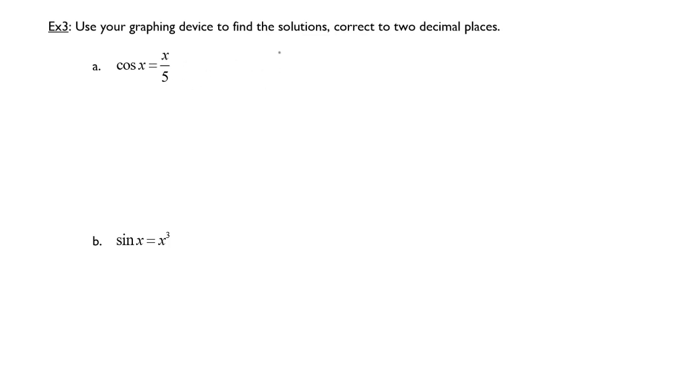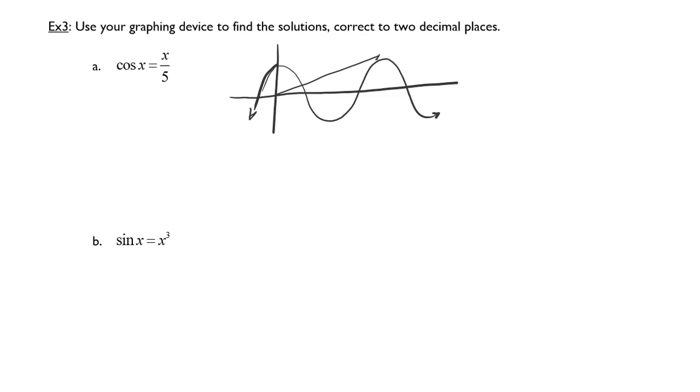We can think of these as 2 different equations set equal to each other. So if you think of cosine as being this function here where it just continues on, and we think of x over 5 as being this kind of shallow linear graph, something like this, we need to figure out how many times the 2 equations will hit each other.